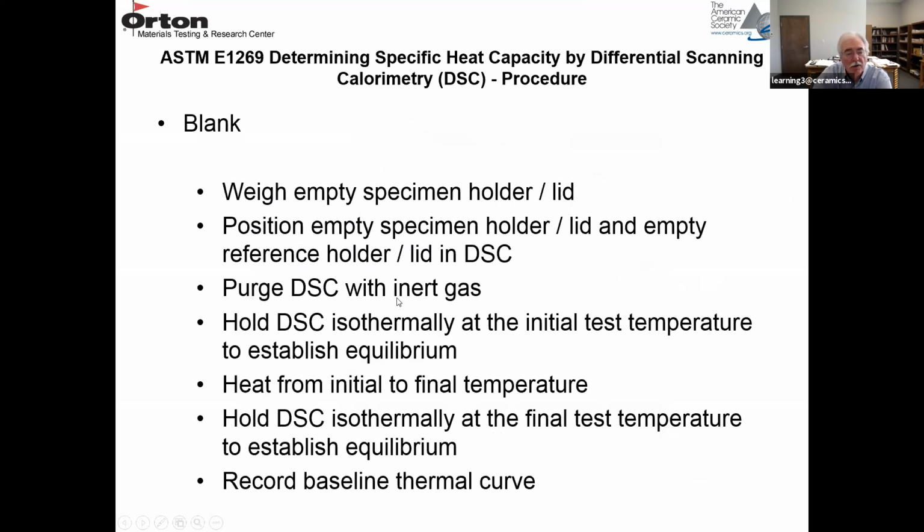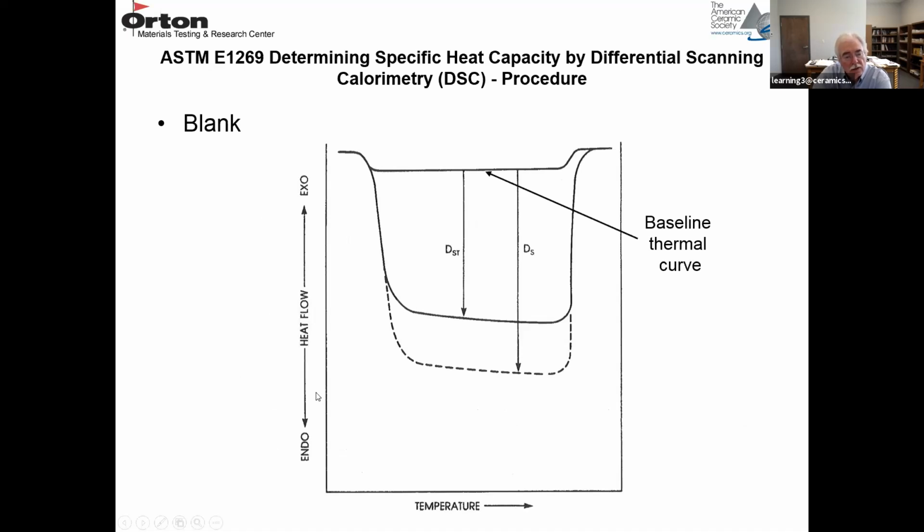You purge it with an inert gas. You hold it at a constant temperature to equilibrate the system. Then you heat it to the final temperature. You hold it at the final temperature to equilibrate it again, and you record the baseline thermal curve. So you're measuring heat flow versus temperature.